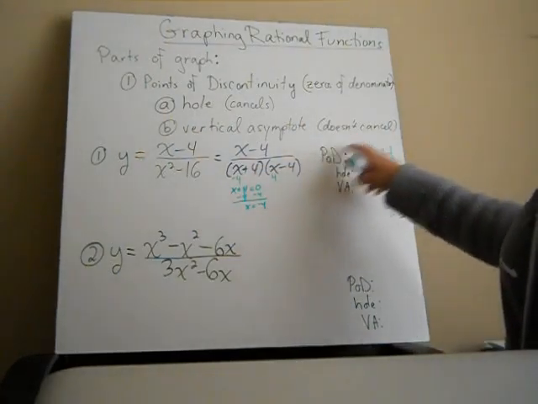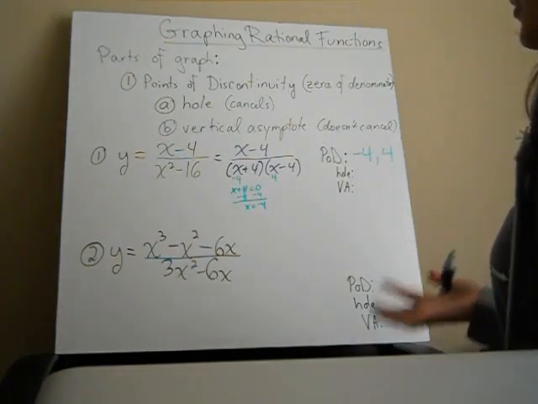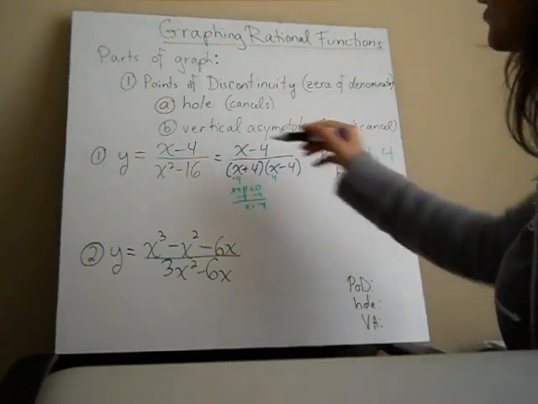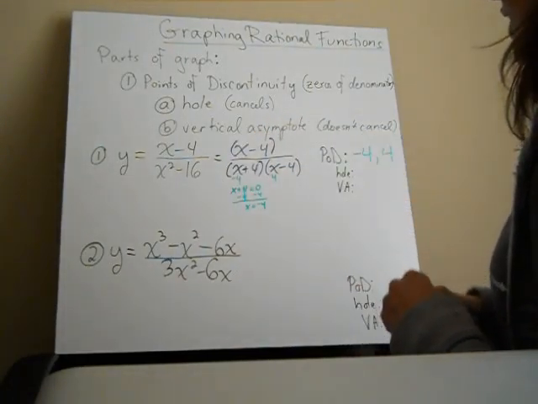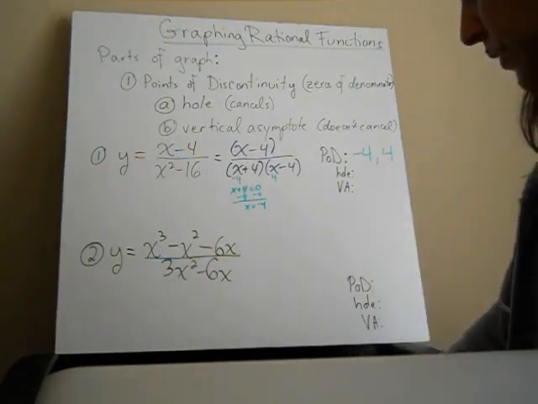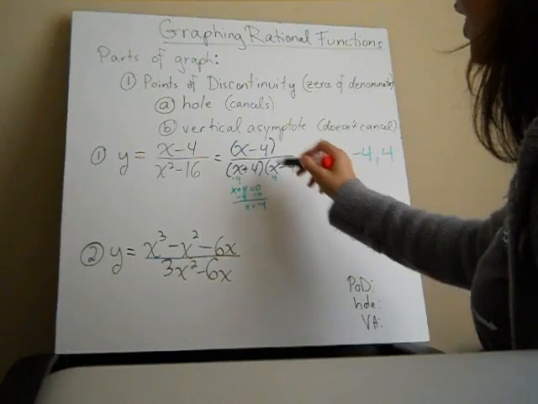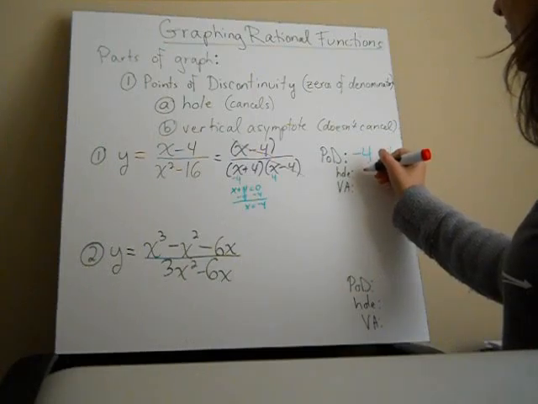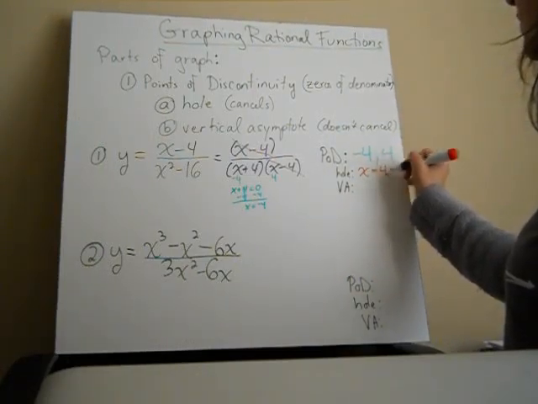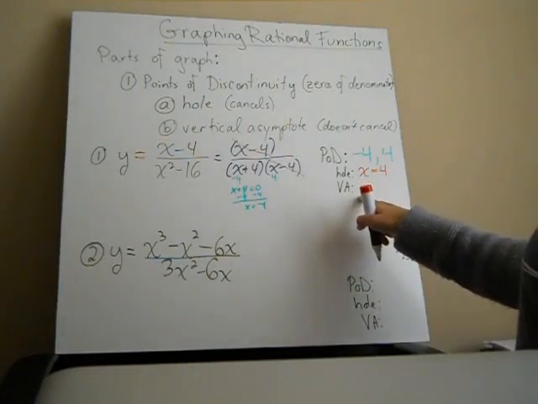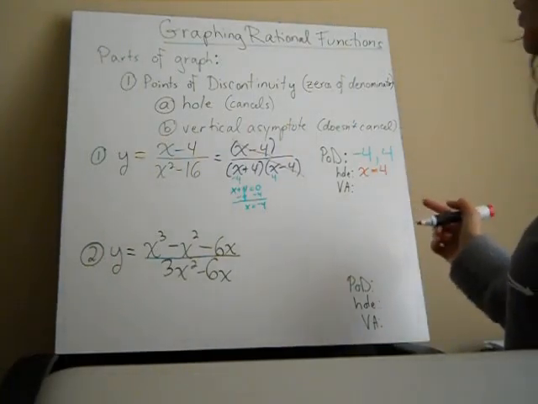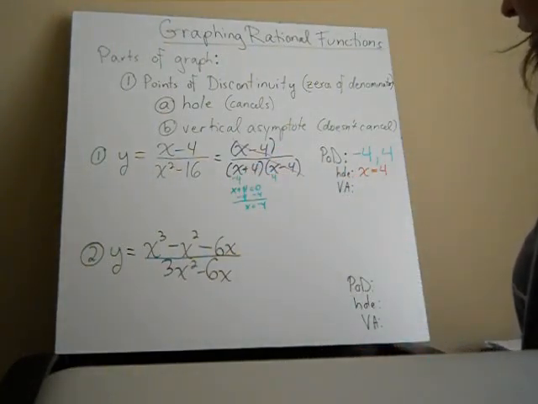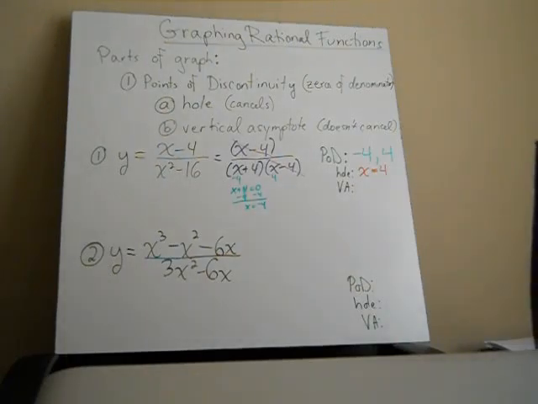Once you know what your points of discontinuity are, one of two things happens. We have this factored. If it can be reduced, if something can cancel out, then the 0 there will be a hole. See how we have this x minus 4 on top and bottom? Since that can cancel out, we have a hole at x equals 4. Now our vertical asymptotes are simply whatever doesn't cancel. Since this one didn't cancel, we have a vertical asymptote at x equals -4.